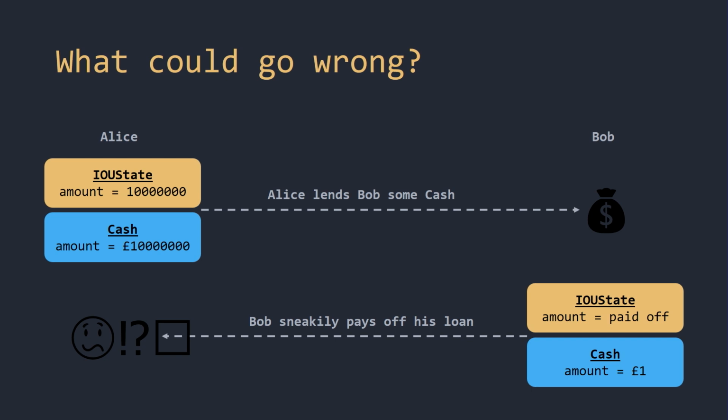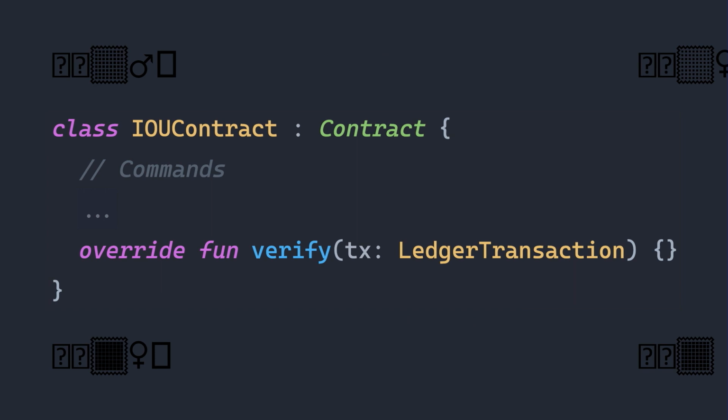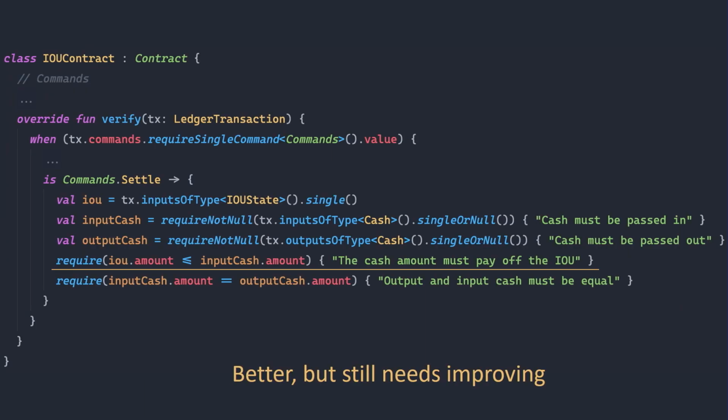Why could this happen? Because the contract looked like this. Literally anything could happen. At least Bob was kind enough to pay £1, right? I mean, he could have paid nothing if he really wanted to. What Bob did could have been prevented by adding the following code to the contract. It checks the amount of cash passed in is equal to or greater than the amount of the IOU. This is much better than leaving the contract empty, but there is still a lot of room for improvement.